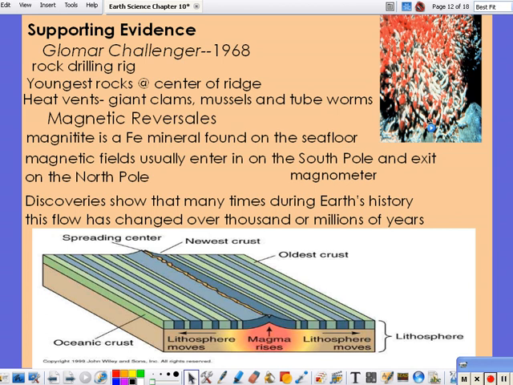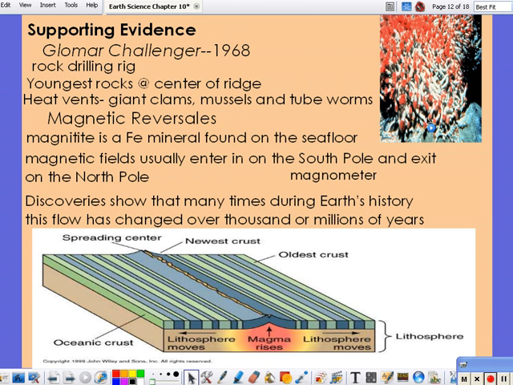They discovered something called magnetic reversals. How they did that is that the rocks that they found have a high concentration of iron. This rock is called magnetite, and the magnetite is magnetized. We learned about that in the last chapter, in Chapter 9. Magnetic fields usually enter through the South Pole and exit at the North Pole. And we use something called a magnetometer to measure this.